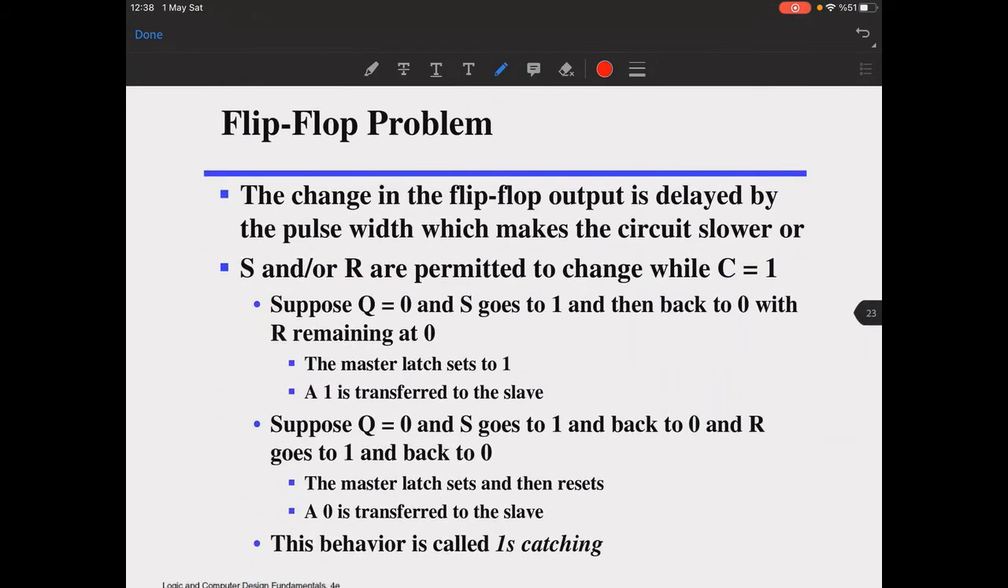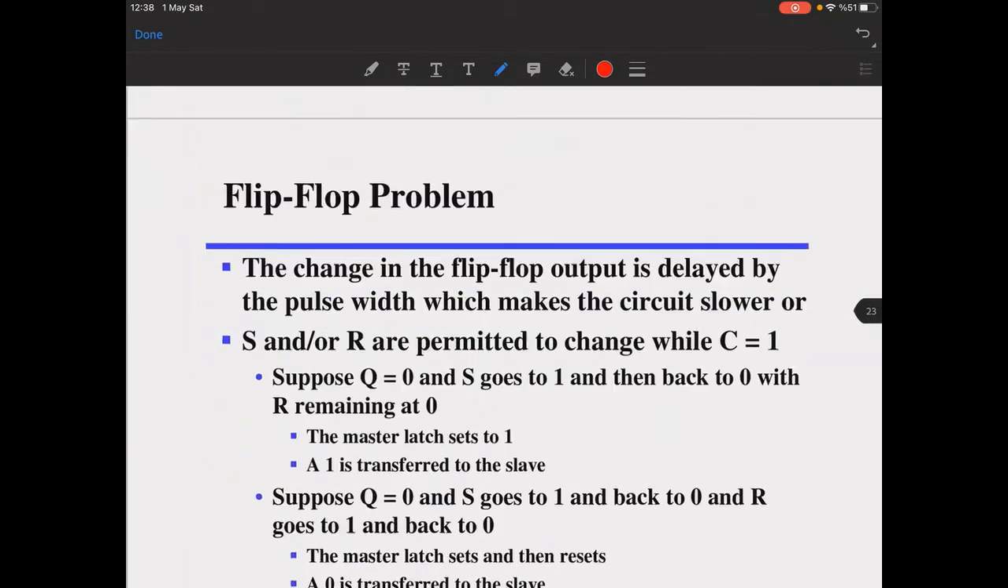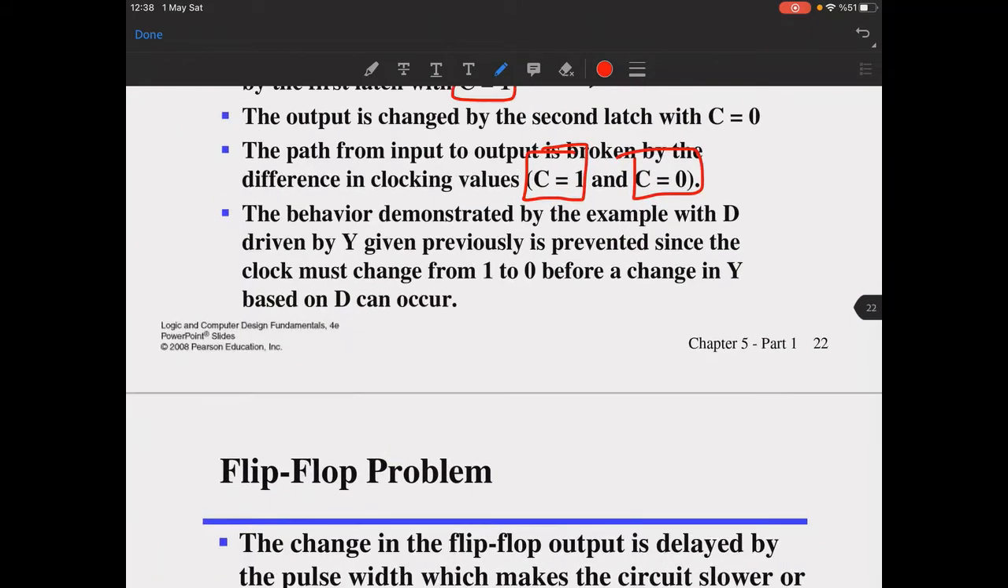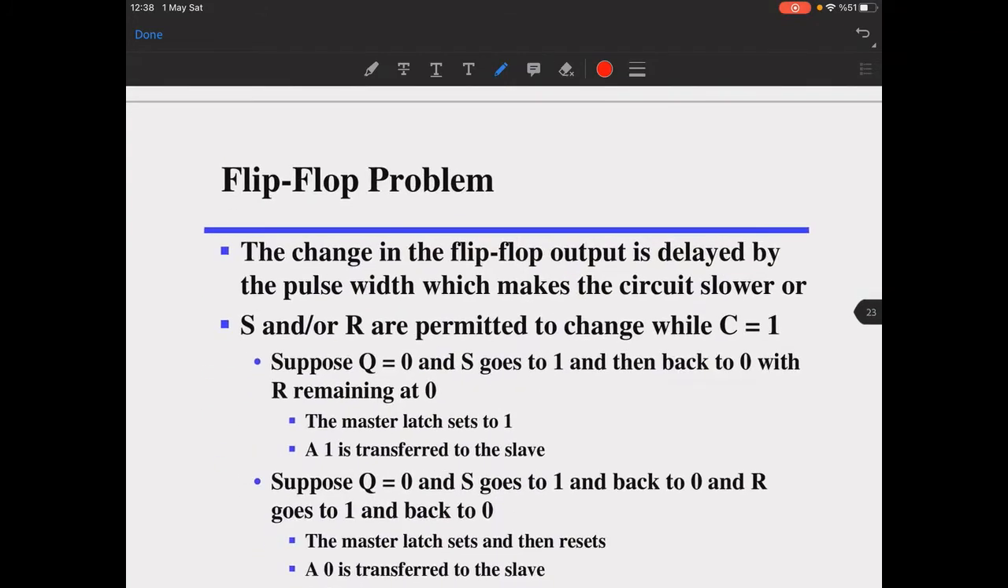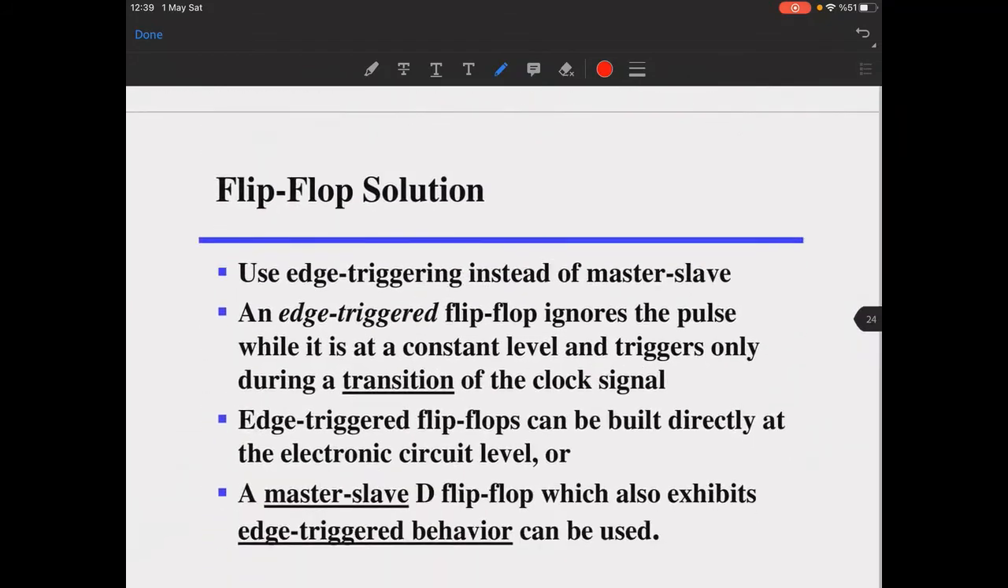It means that the master latch will set to 1 right here, and a 1 is transferred to the slave. And suppose your Q is 0 and S goes to 1 and back to 0 here, and reset goes to 1 and back to 0. Then it means that the master latch sets and then resets. It's not a desired behavior, and this time a 0 is transferred to the slave right here. So this behavior is not something neat, and it is called the ones catching problem.